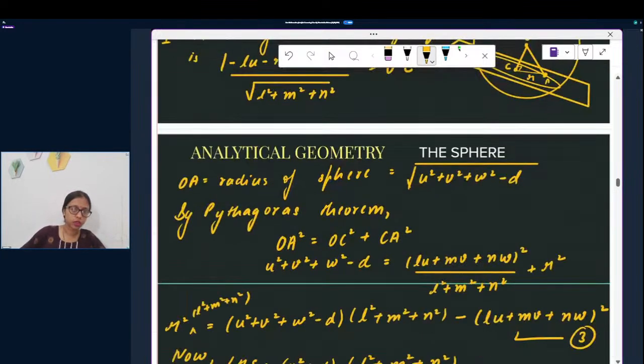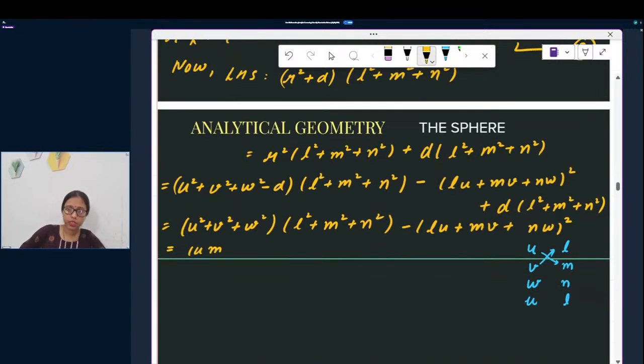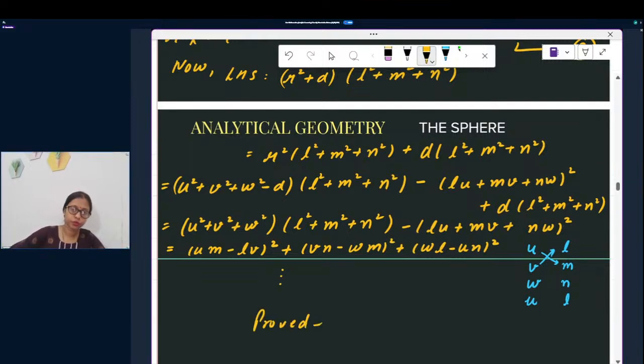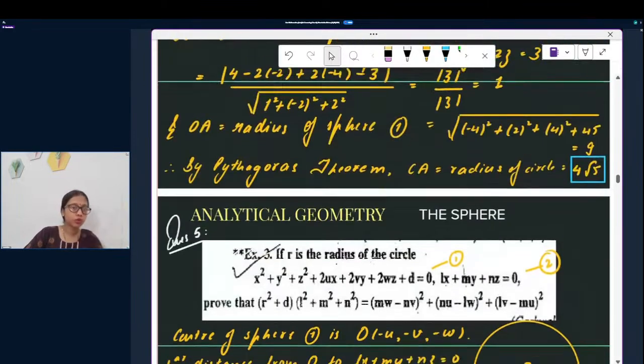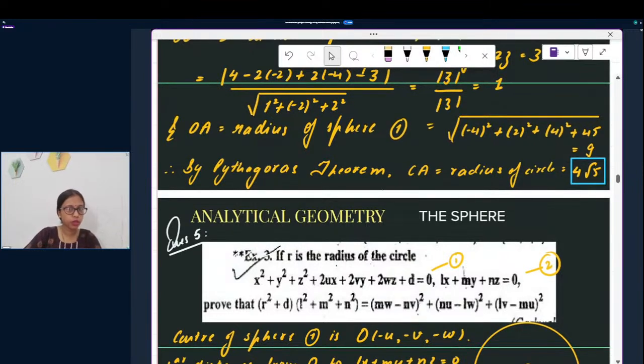Okay, so that's your answer. Our pattern would be (um minus lv) whole square. It is a whole square, so obviously you can switch: (a minus b) whole square is (b minus a) whole square. And then plus (vn minus wm) whole square plus (wl minus un) whole square. Proceed in this manner and then it will be proved. We didn't talk about the center because nowhere it was required. r was required, so we found r directly.